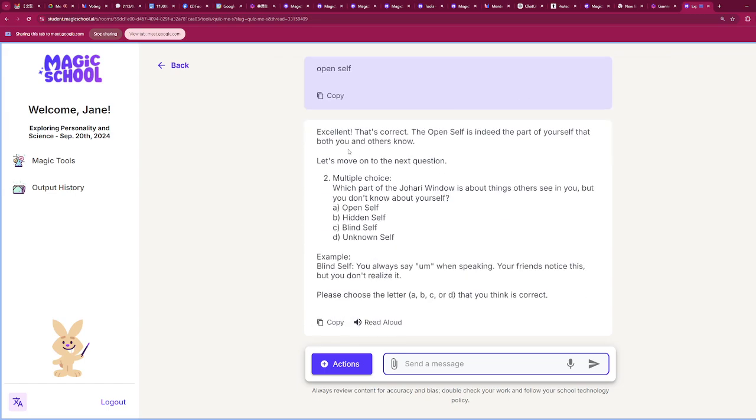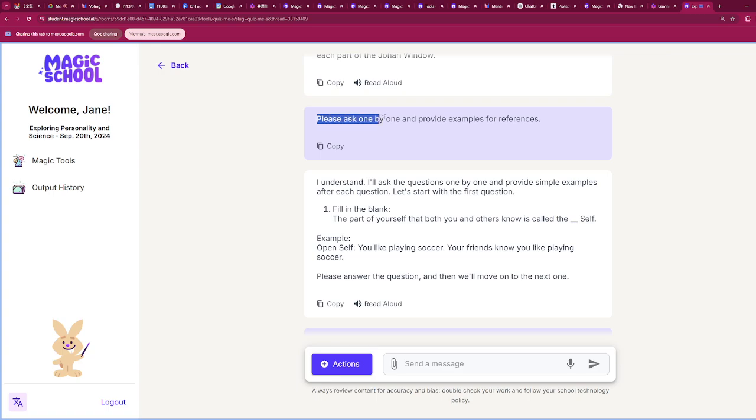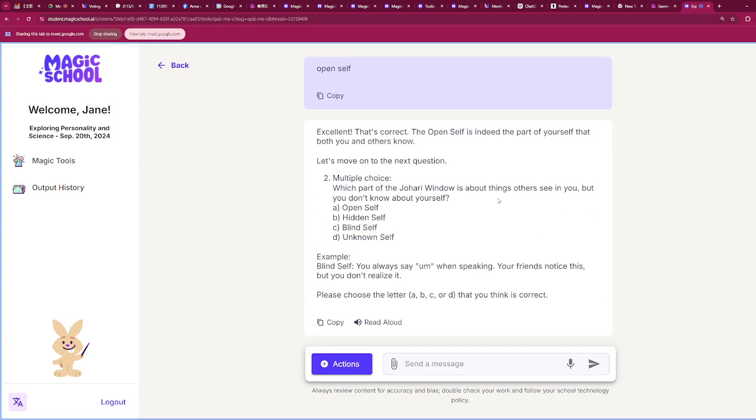Excellent, the next one. All right, so it is interactive and one by one. Okay, because I just put down, please ask one by one. So the next question is, let's move on to the next question, multiple choice. Which part of Johari window is about things others see in you, but you don't know about yourself?